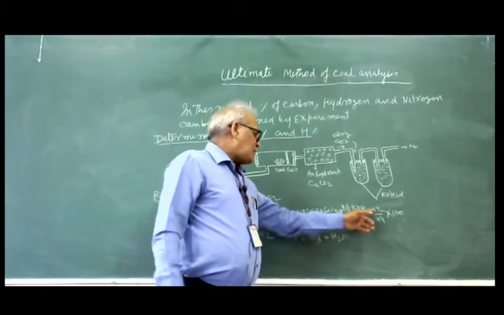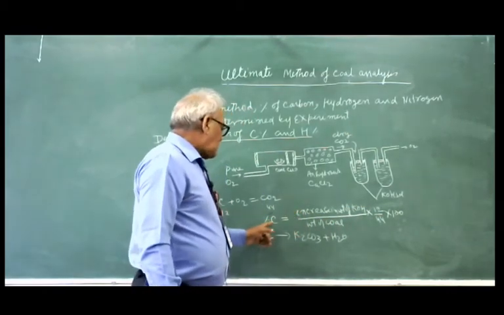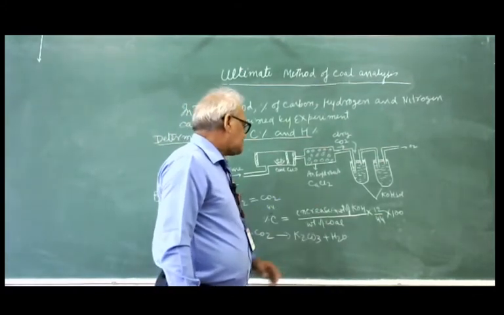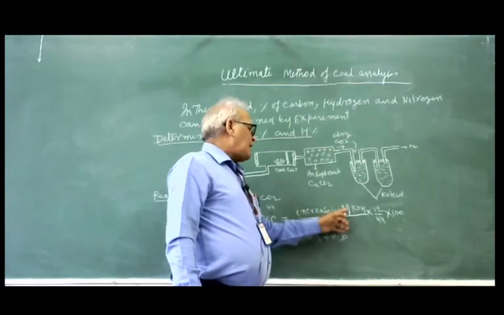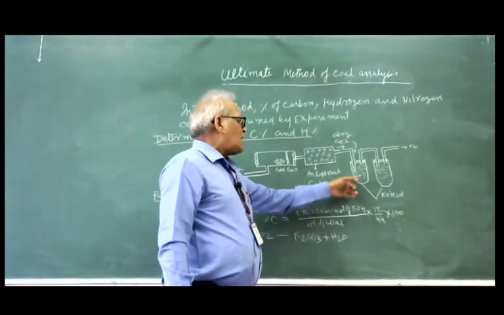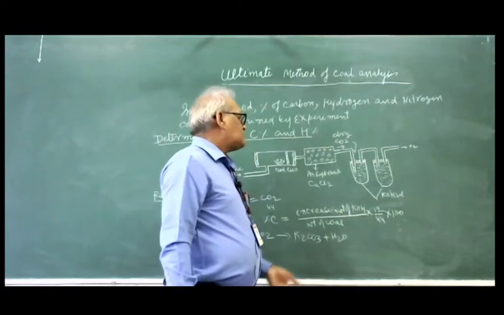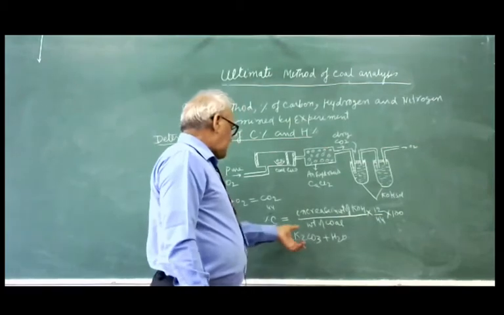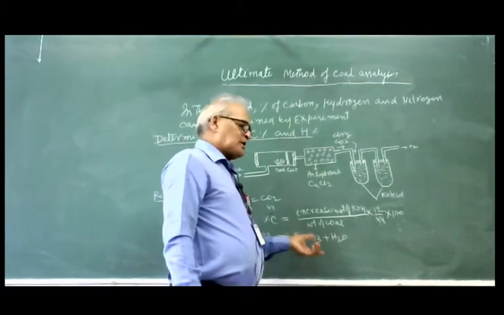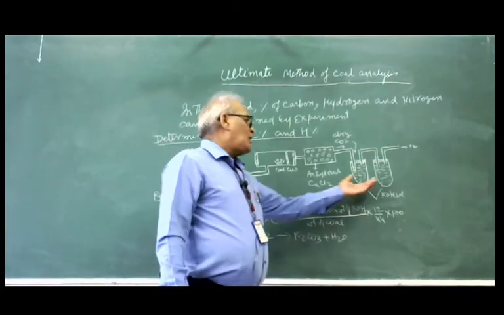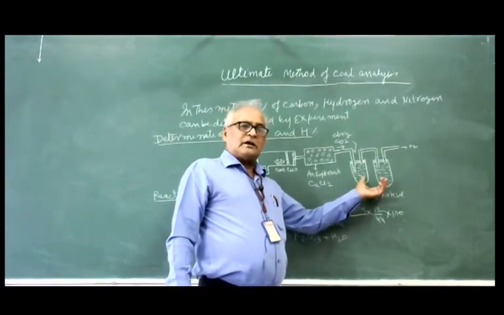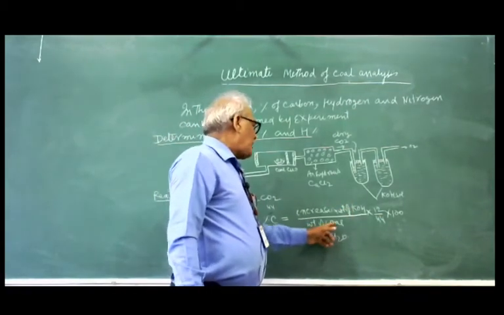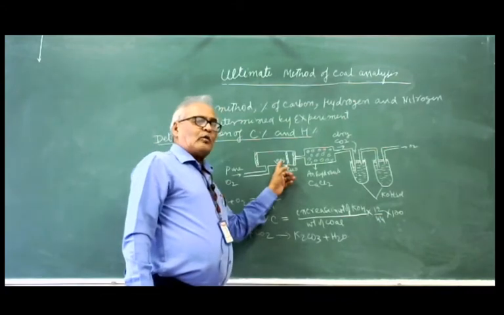So here I have written, the percentage of carbon can be calculated by this formula. Increase in weight of KOH. When you pass carbon dioxide for some time, carbon dioxide will react with KOH, giving potassium carbonate. The weight of potassium carbonate is high, so there will be an increase in the weight of the KOH. So increase in weight of the KOH divided by weight of the coal.